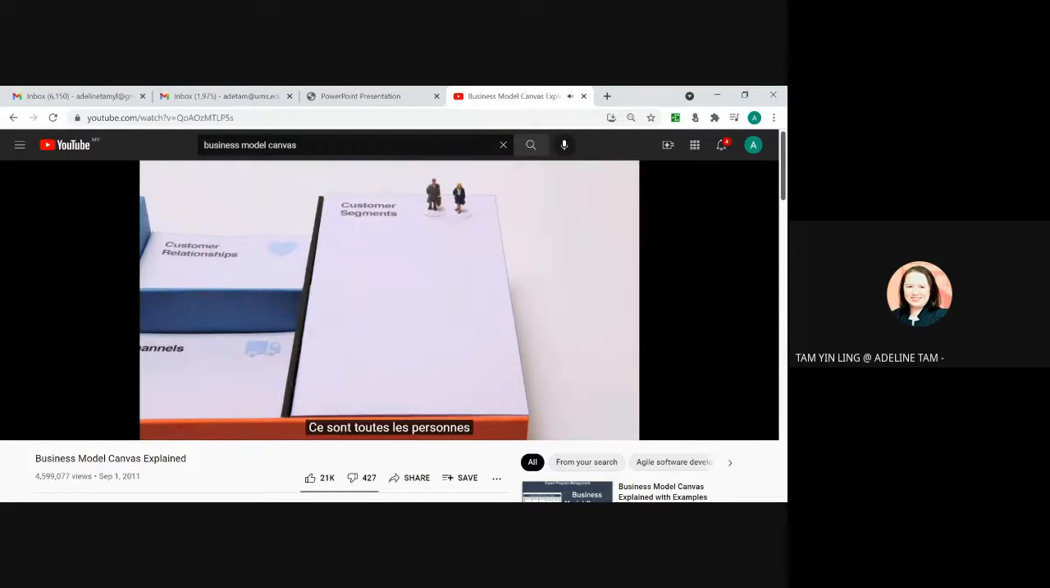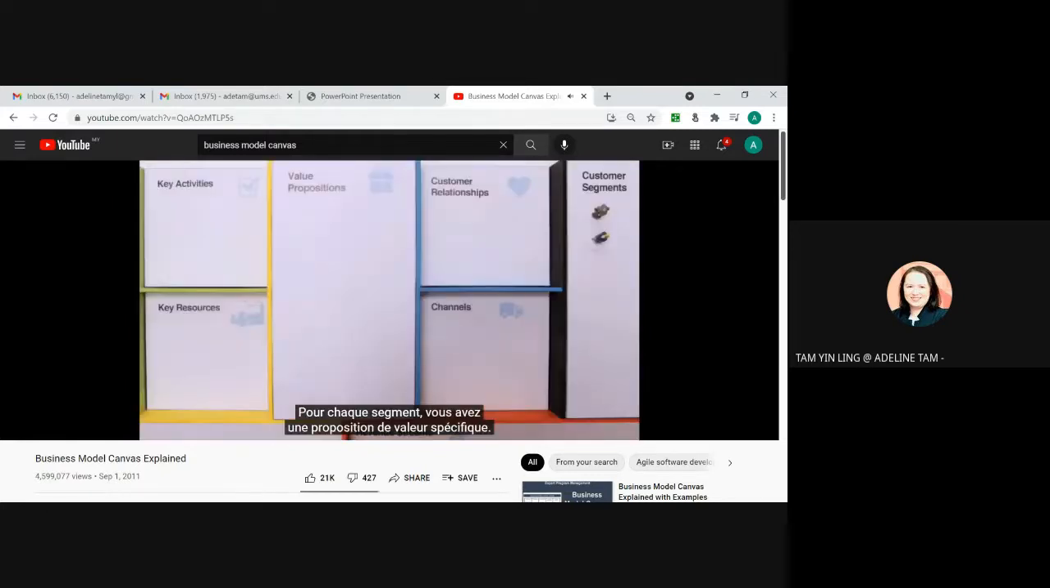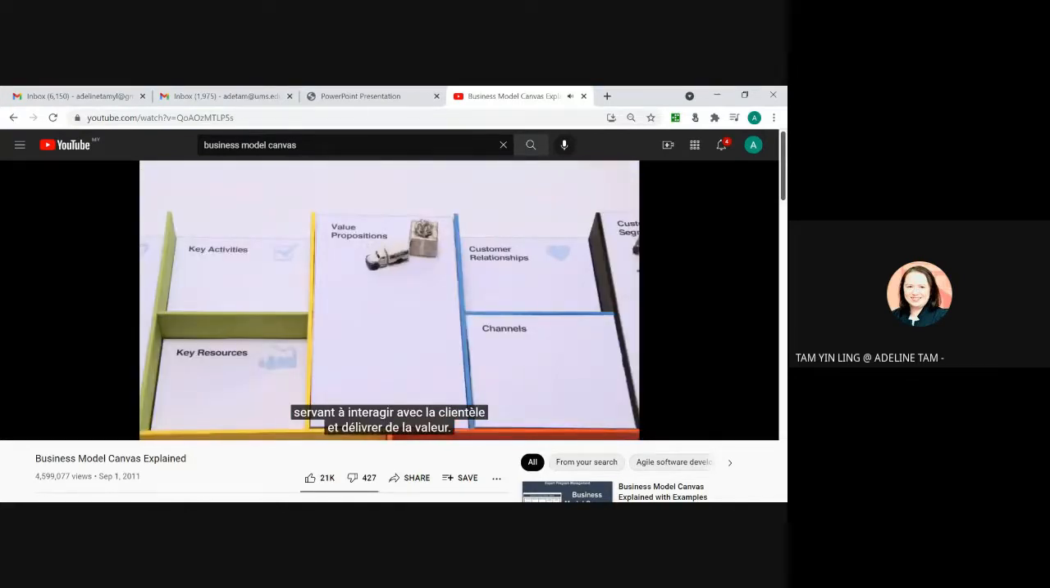These are all the people or organizations for which you're creating value. This includes simple users and paying customers. For each segment, you have a specific value proposition. These are the bundles of products and services that create value for your customers. Channels describe through which touch points you're interacting with customers and delivering value.